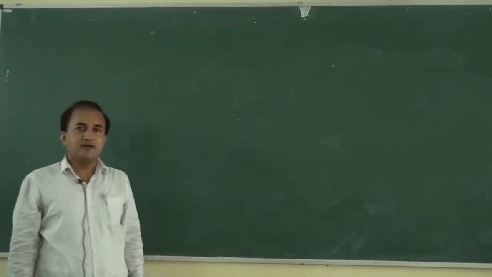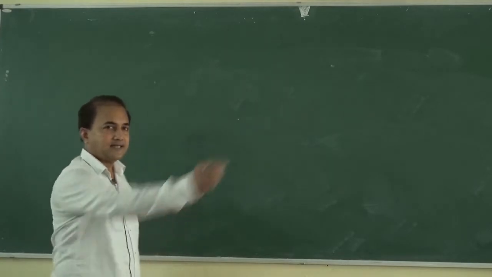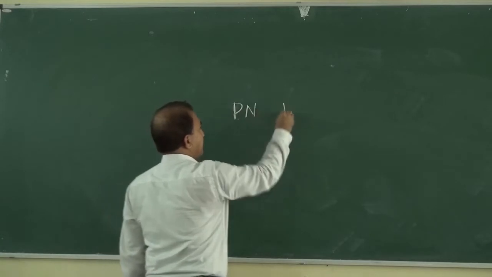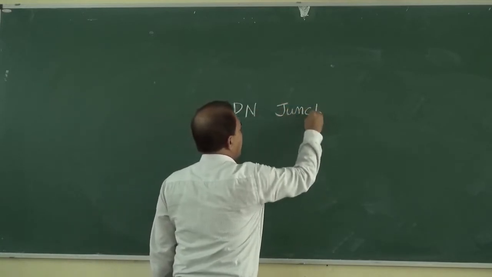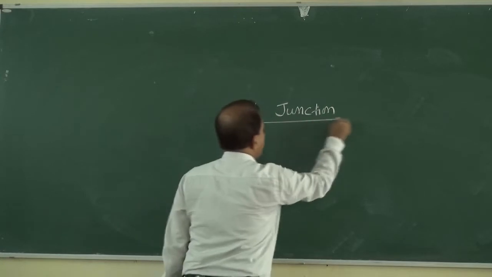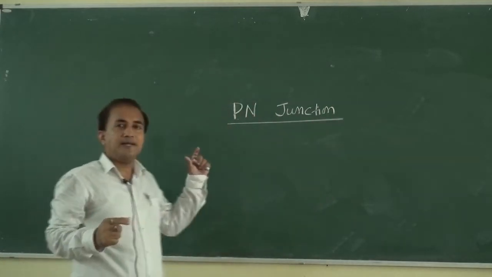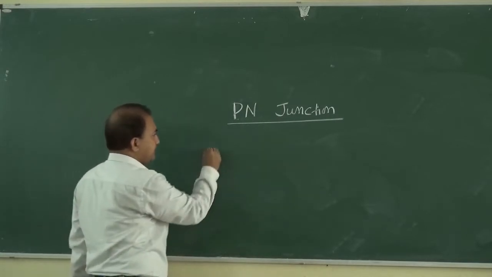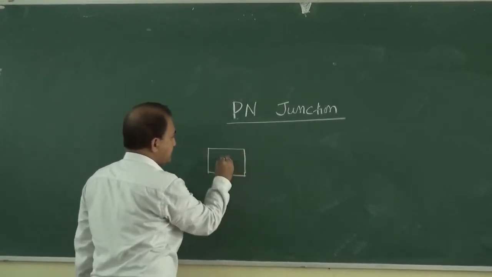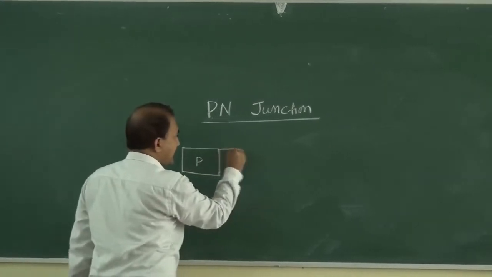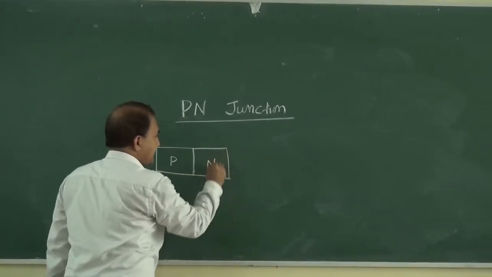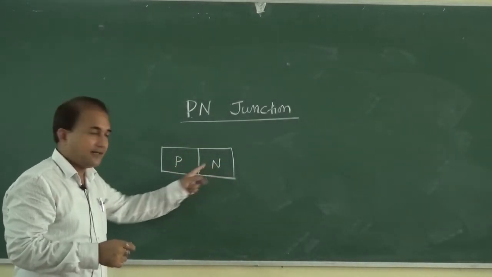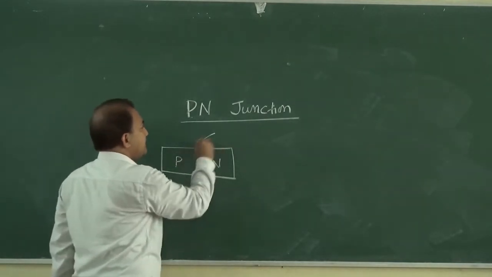So in this class we will discuss about PN junction. So how is a PN junction created? First of all, we have to see what happens when a p-type semiconductor and an n-type semiconductor are joined. The contact of this p-type and n-type, this contact is the PN junction.